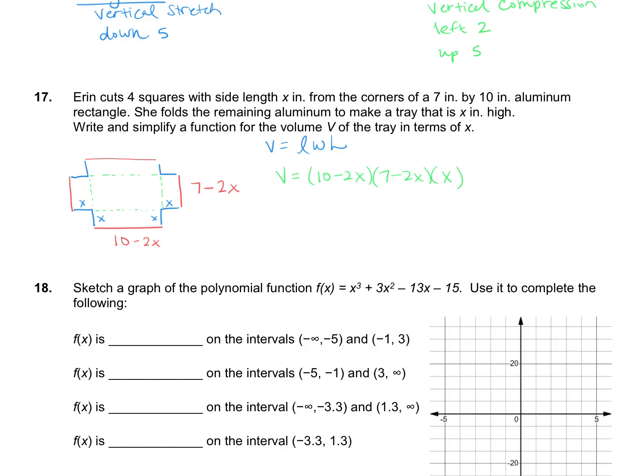Honestly, we can multiply them in any order we want. I prefer to multiply the x in first just because it's a quick distributing. So I'm going to go ahead and distribute. We have 7 times x, which is 7x, and a negative 2x times x, which is a negative 2x squared. Put that in parentheses. So all that I did is I just multiplied this and multiplied this. I'm going to carry down our 10 minus 2x, and now we're just going to multiply these two binomials.